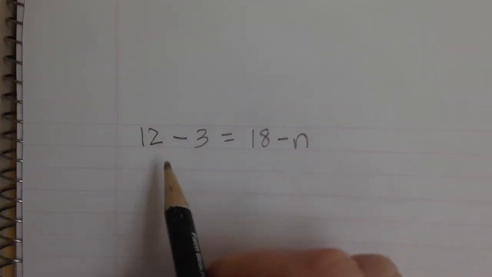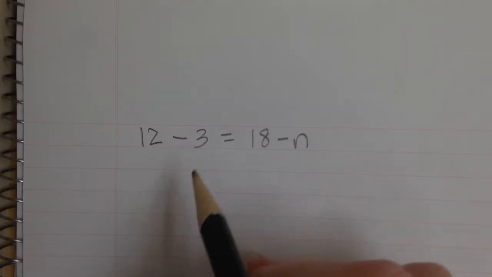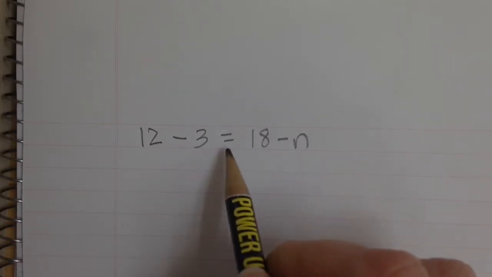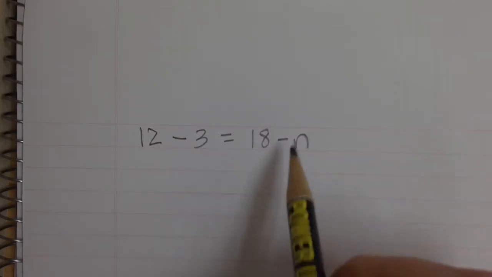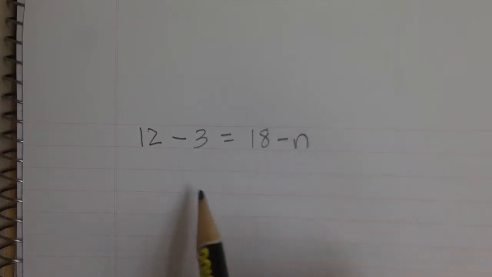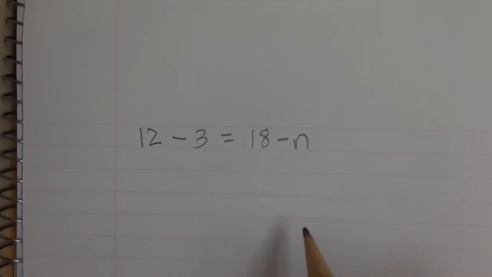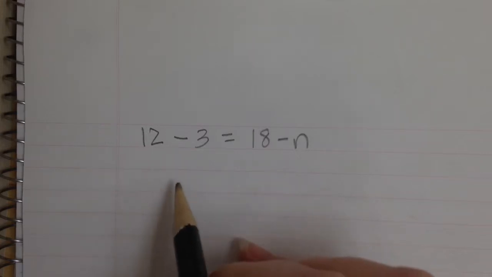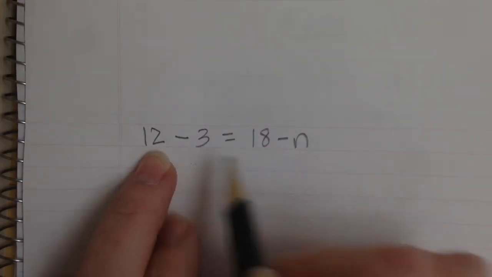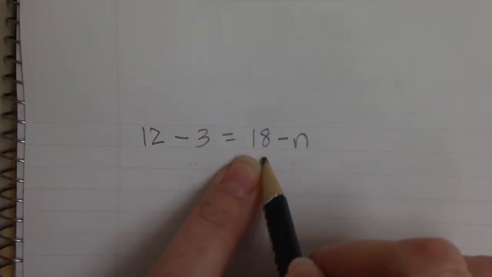For instance, simple. 12 minus 3 is equal to 18 minus n. We're solving for n. And remember, we're not doing 12 minus 3 is 9 over here equals 18 minus whatever would make 9. Okay? We have to balance them out. We want one of these numbers to match the only number they gave us over here.